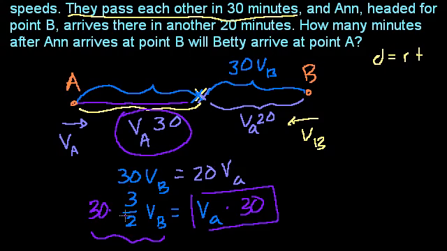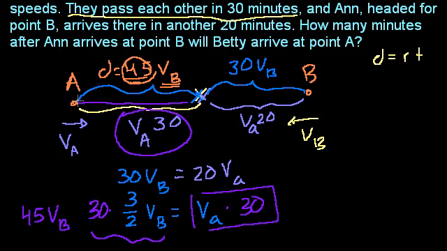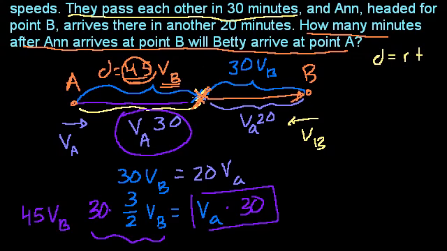So let's see, 30 times 3 is 90, divided by 2 is 45. So it's 45 VB. So this distance up here is 45 VB. So distance is equal to rate times time, so this is how many minutes it took Betty to travel this distance. So what is the question asking us? How many minutes after Anne reaches point B will Betty arrive at point A? So they both reach right here. In another 20 minutes, Anne gets here. And in another 45 minutes, Betty will get over there.